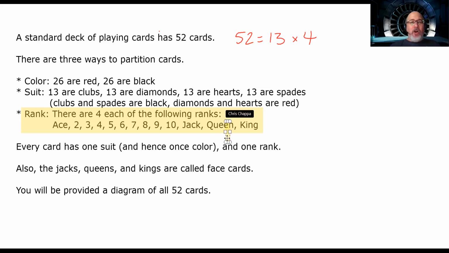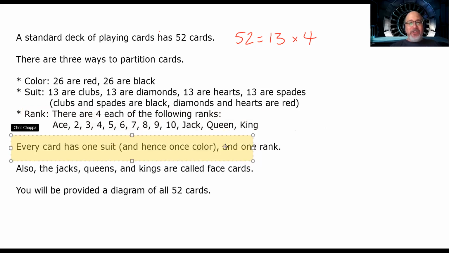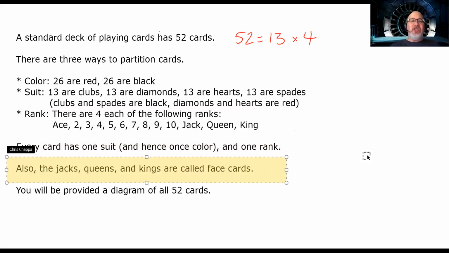By the way, every card has 1 suit and hence 1 color, and also 1 rank. I think everybody knows that. Also, the jacks, queens, and kings are called face cards. So if you ever talk about face cards, it means cards with a face: jack, queen, and king.